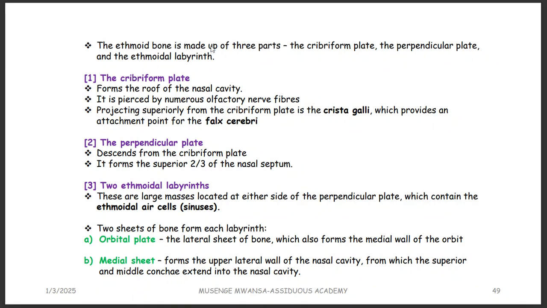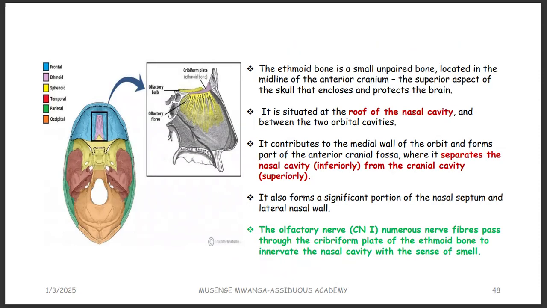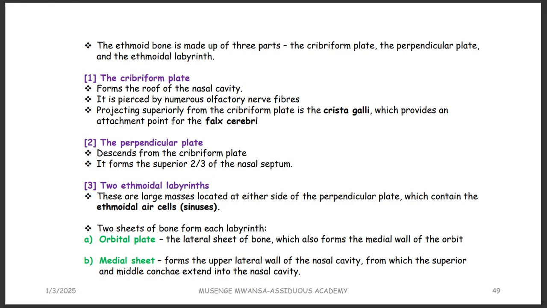So as we are saying, the ethmoid bone has got different parts: the cribriform plate, the perpendicular plate, and then two ethmoidal labyrinths. The cribriform plate is going to form the roof of the nasal cavity, as we have said. This on top here, that's the roof of the nasal cavity, like the top of the nasal cavity, and it's going to be pierced by numerous olfactory nerve fibers. The olfactory nerve is not just alone. There are a lot of them which will pierce the cribriform plate, and then they will join to form the olfactory bulb, which will now form the olfactory tract to go to the central nervous system.